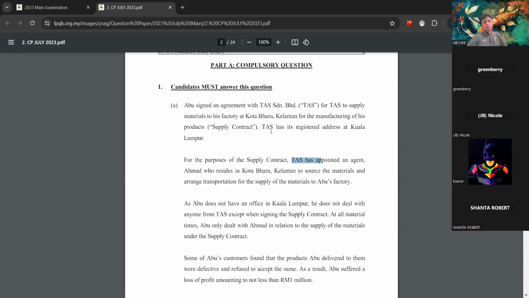So by looking at the facts, the cause of action took place at Kota Baru, Kelantan. And then the defendant, Ahmad, also has a place of business, residing in Kelantan. TAS's address is also at Kelantan. No, sorry. TAS's address is at Kuala Lumpur, the registered address. That is the reason why, by putting it in your answer, it will be a bit open-ended, because it could be the High Court of KL or the High Court of Kota Baru. Is that okay?